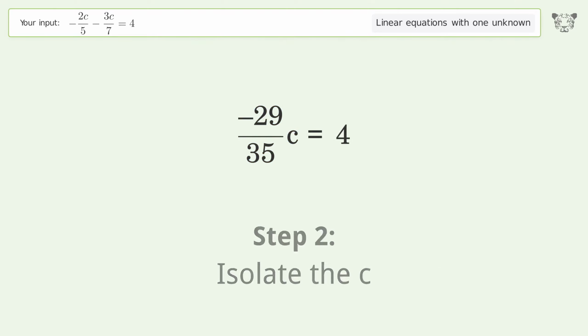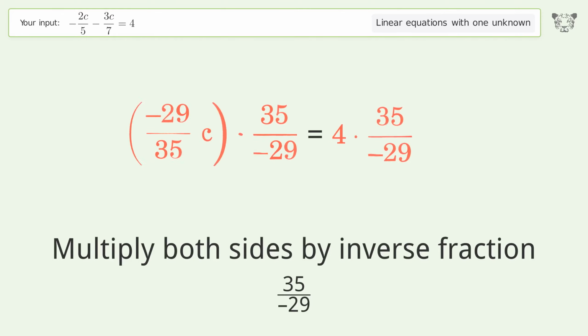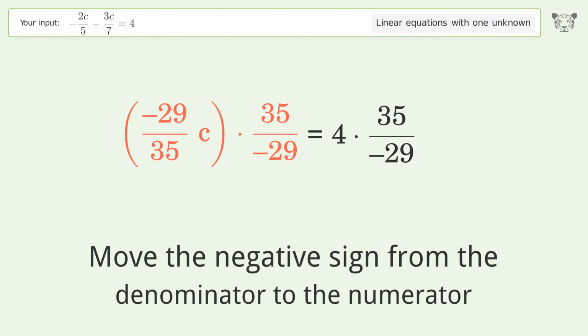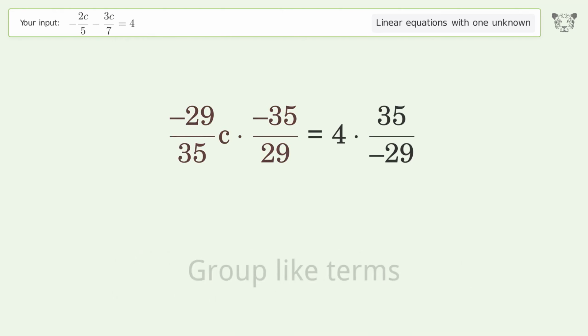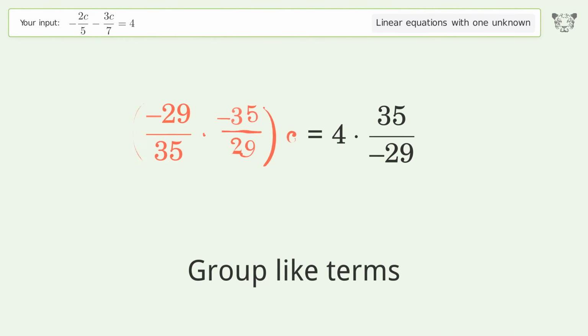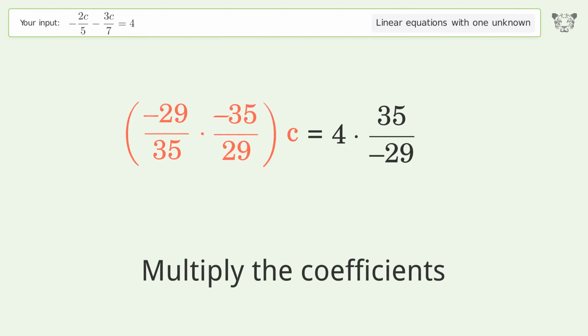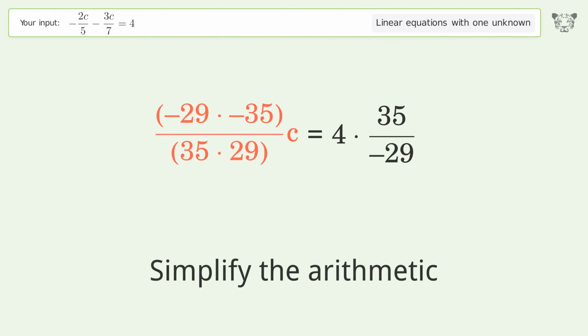Isolate the c. Multiply both sides by the inverse fraction 35/-29. Move the negative sign from the denominator to the numerator. Group like terms. Multiply the coefficients. Simplify the arithmetic.